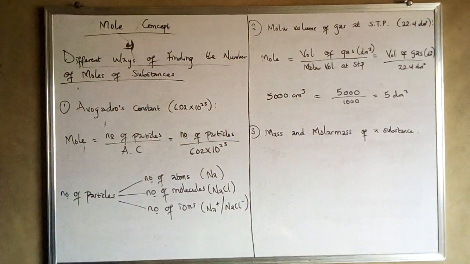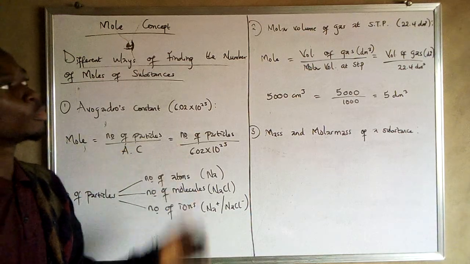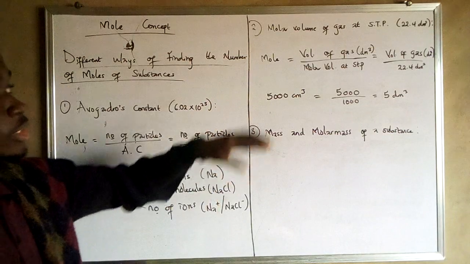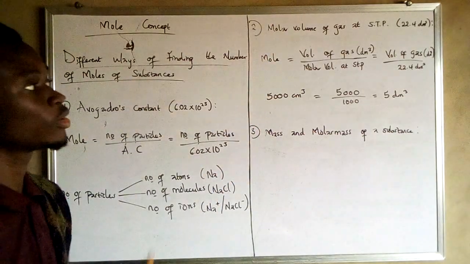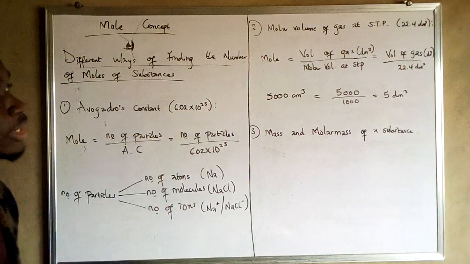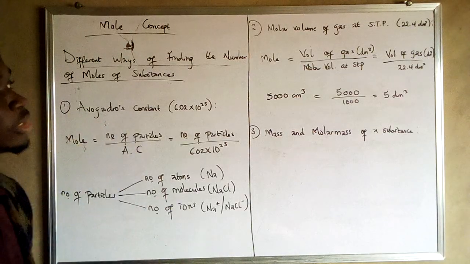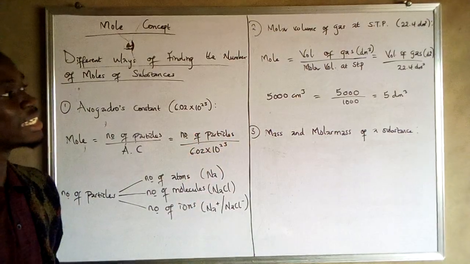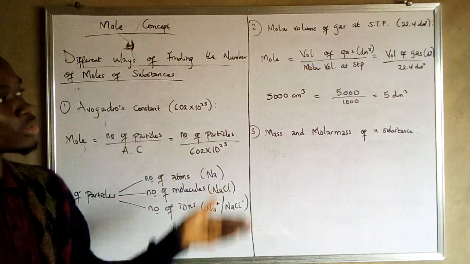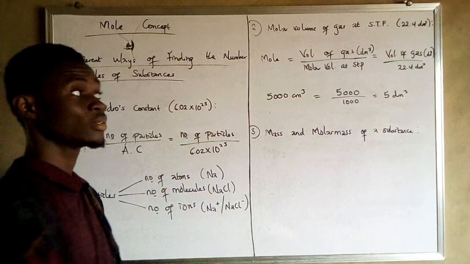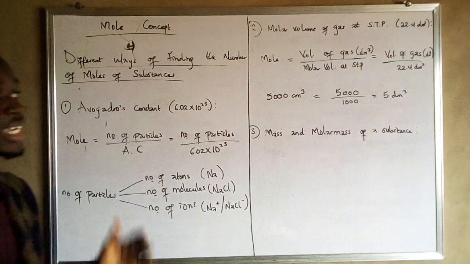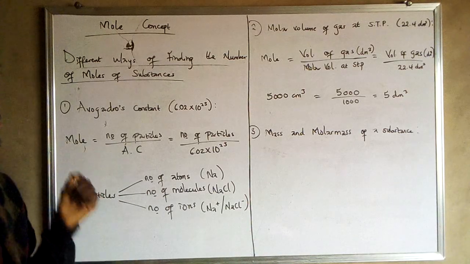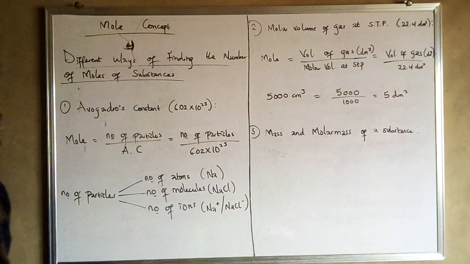So to get the number of moles of a substance using the molar volume of gas at STP, the question must give us the value of the volume of the gas. Before we move on with our calculation, we must ensure that the volume is in dm cube, and that the substance involved is existing in its gaseous form, not solid or liquid. The substance involved must be in gaseous form.